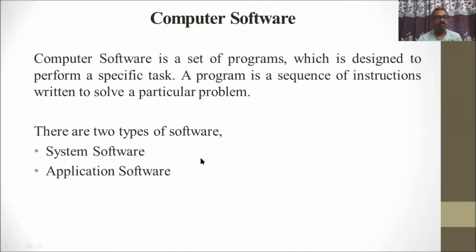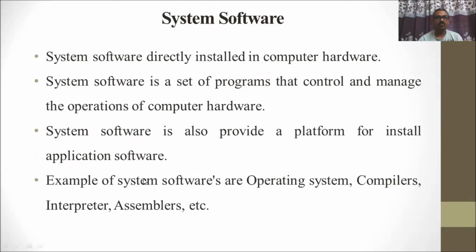Computer software. Computer software is a set of programs designed to perform a specific task. A computer program is a sequence of instructions written to solve a particular problem. So software is a collection of many programs which perform any task. There are two types of software: system software and application software.